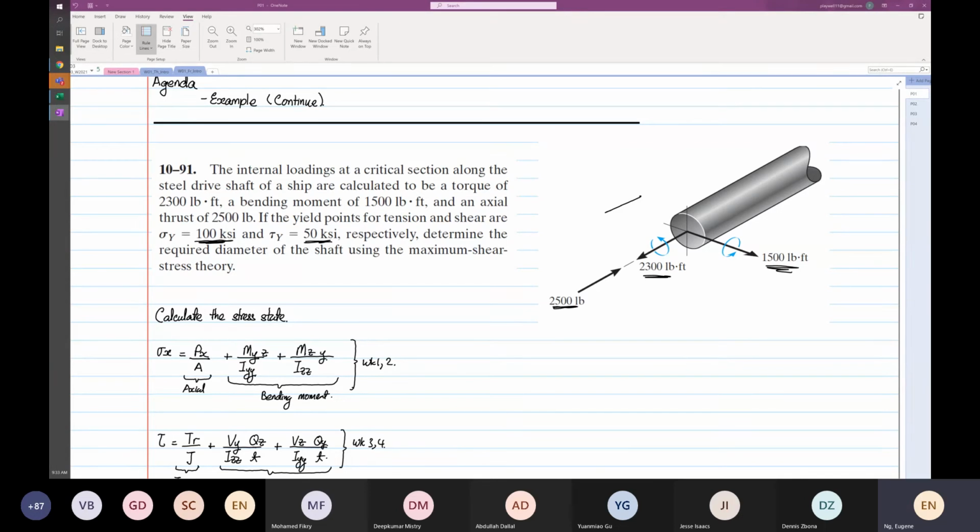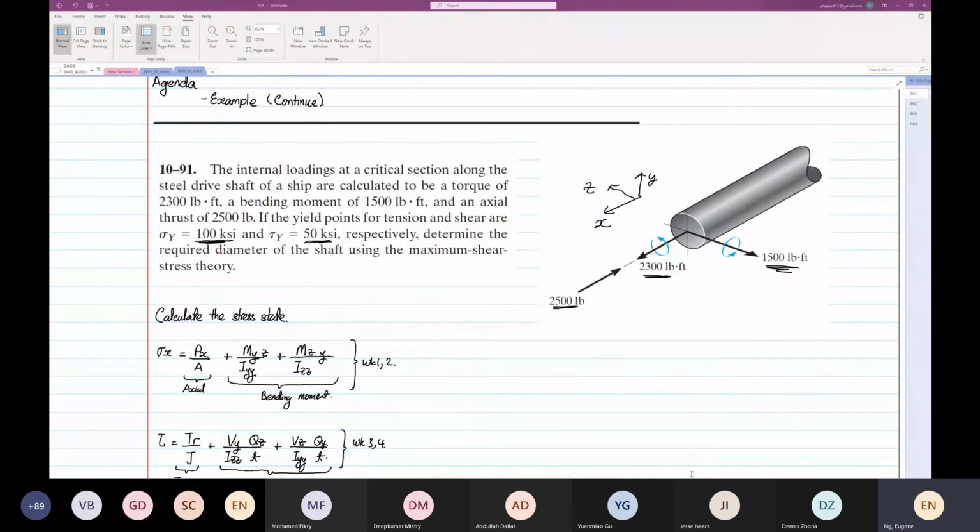Now I'm going to repeat drawing my transformation. With this transformation we are able to identify our loading condition. We know that 2,500 is axial, 2,300 pound-feet is your torque, and 1,500 is your bending moment. I will teach you how to identify a bending moment and a torque. I did that very briefly yesterday.